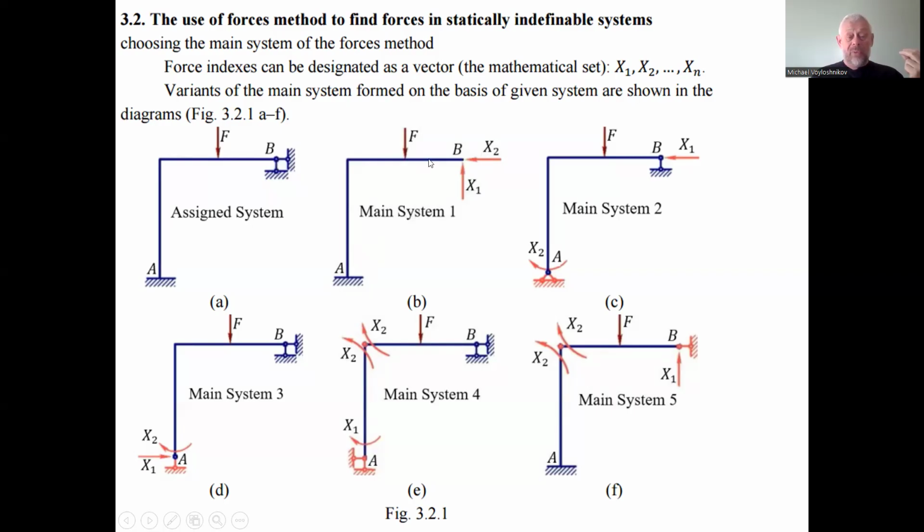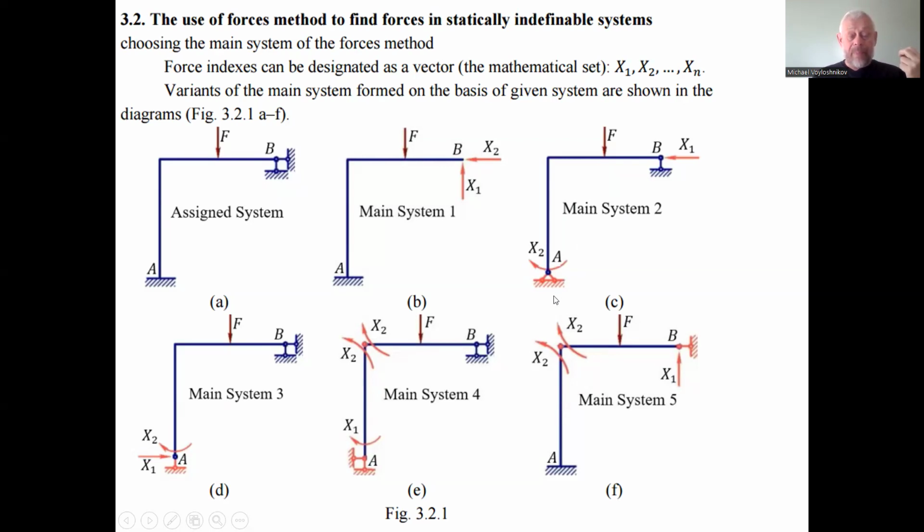Next one, support removed of the main system for the assigned system. For the assigned system, we can do the main system by another way. We can remove in the point B not 2 links, 2 supporting links, but just only 1, the horizontal, for example, and substitute this by the support reaction subject to research x1.